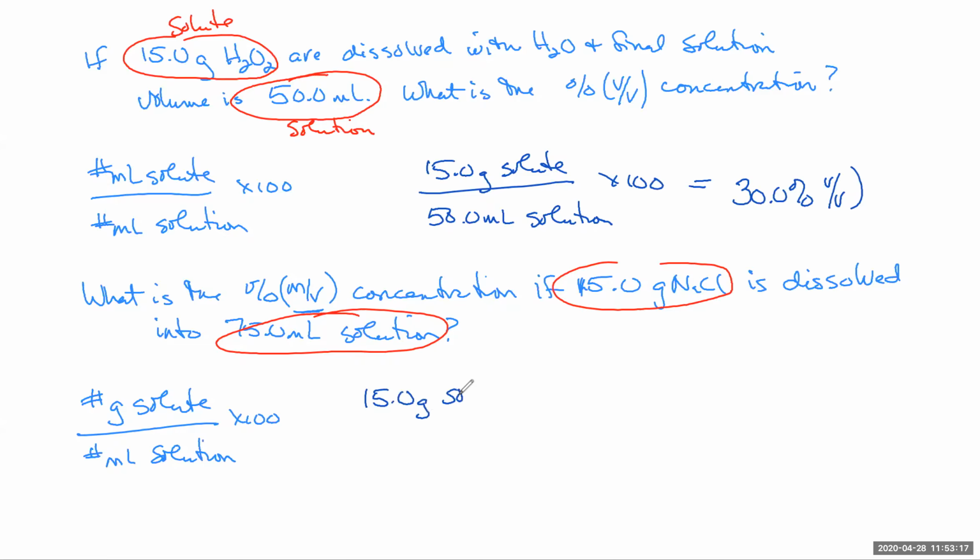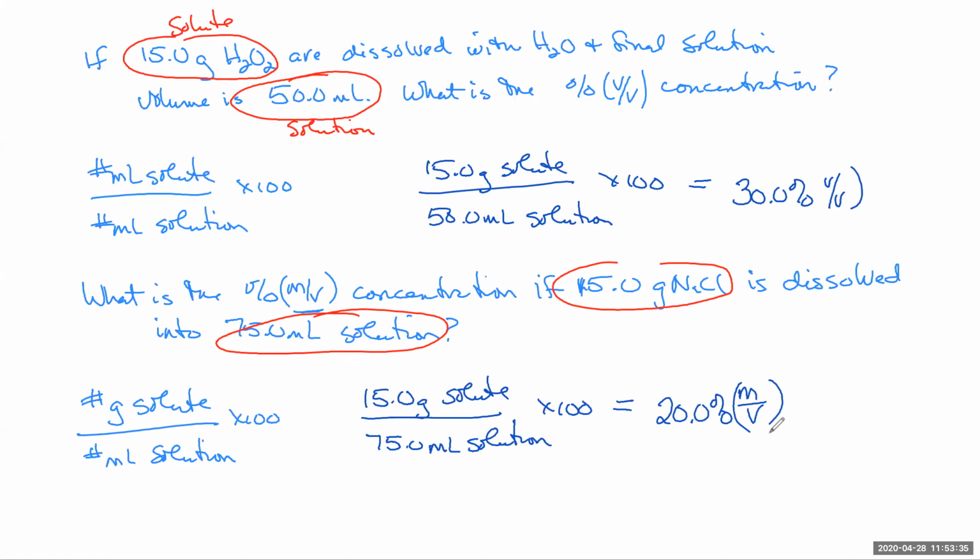15.0 grams of solute divided by 75 milliliters of solution times 100. 15 divided by 75, I think is 20%. And it should be 20% mass to volume, right? So there are no real units put into these, but they're usually indicated by the parentheses telling you. So if you see volume to volume, it's going to be, oh, I did that. No, I don't have you present to catch me.